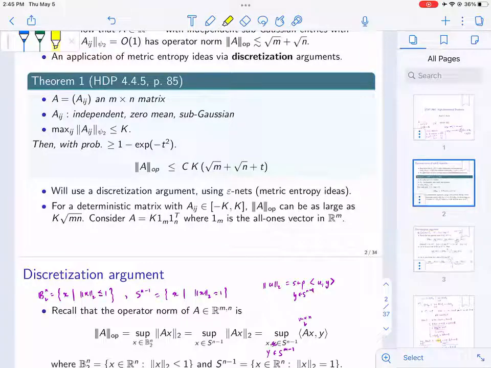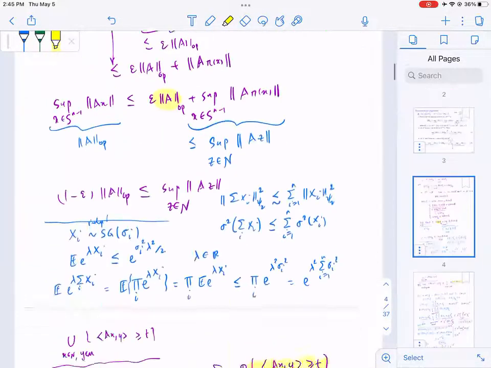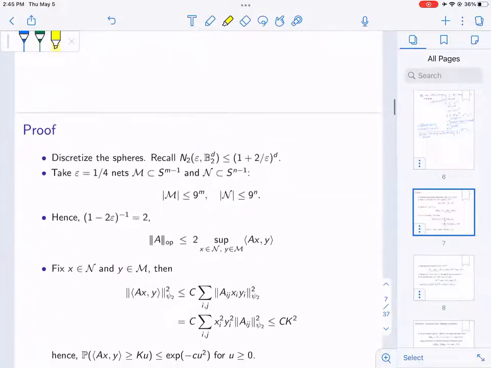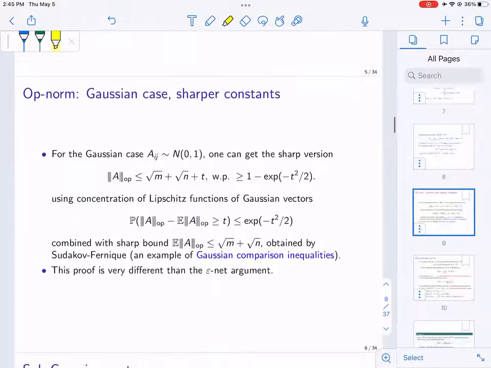For a Gaussian case, if you have independent zero mean Gaussian entries, and the variances of the entries are 1, you can show a much sharper result. You can show that the operator norm is basically root m plus root n plus t with probability this much. And the idea is basically using the concentration of Lipschitz functions for Gaussian vectors.